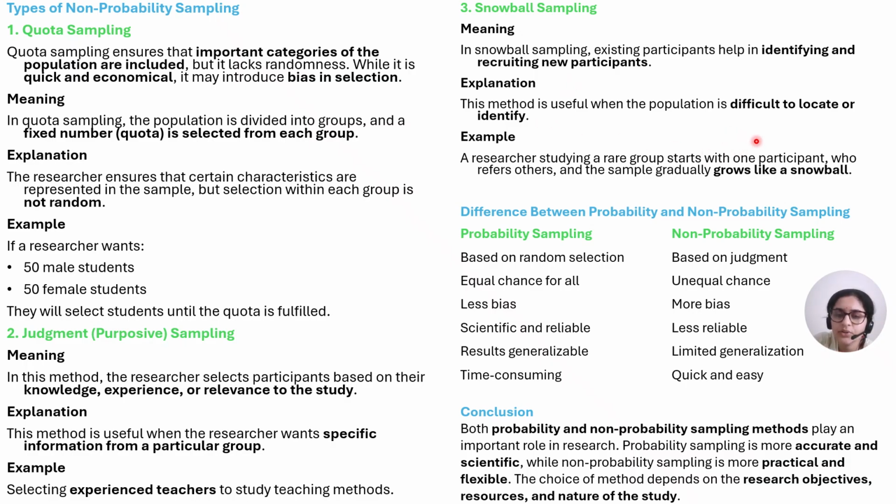Okay, this method is useful when the population is difficult to locate or identify. Here an example is given. The researcher studying a rare group starts with one participant who refers others, and the sample gradually grows like a snowball. So this is all a referring process. So this is the difference between probability and non-probability sampling.